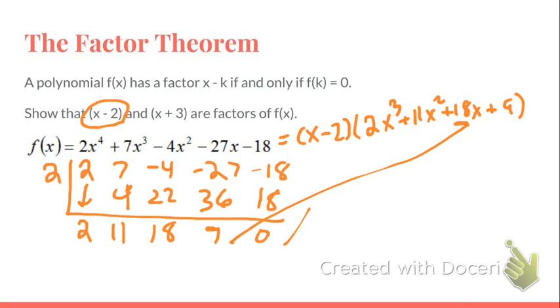Now if I want to show that x plus 3 is a factor, I just want to do synthetic division with negative 3. So at this point we could just use the quotient because we already divided out x minus 2. So if x plus 3 is a factor as well, it should go into this quotient. So I'm just going to do synthetic division with negative 3 now. Again, only because 2 worked. 2 got a remainder of 0.